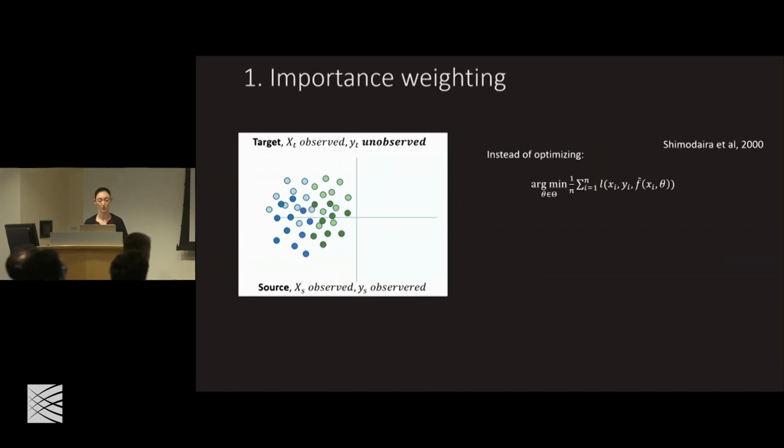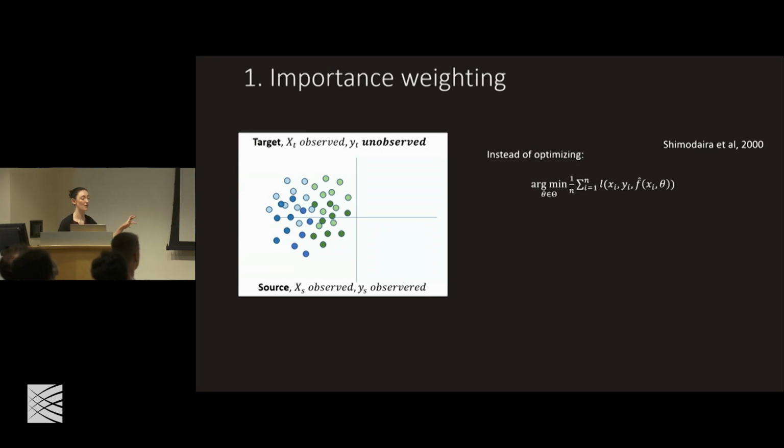So first to talk about importance weighting. Here it's work by Shimodaira et al. in 2000 that has been used and changed by many others. In every case of these examples, I'm just going to talk about one or two papers, but know that there's a vast body of work around all of these.